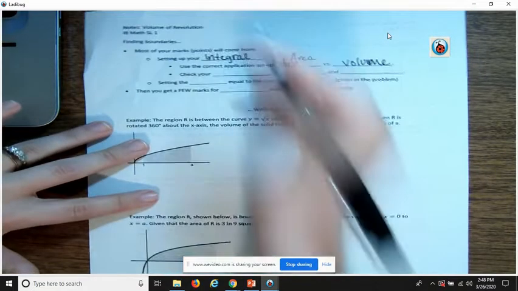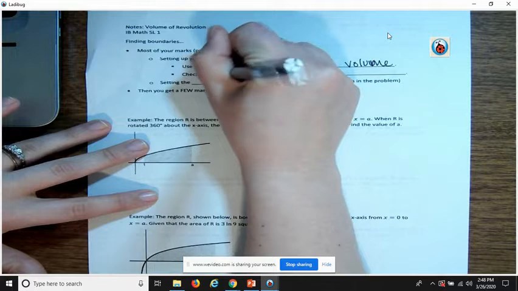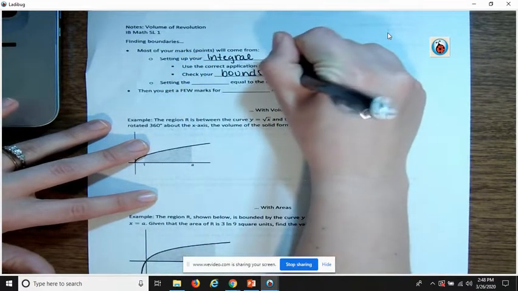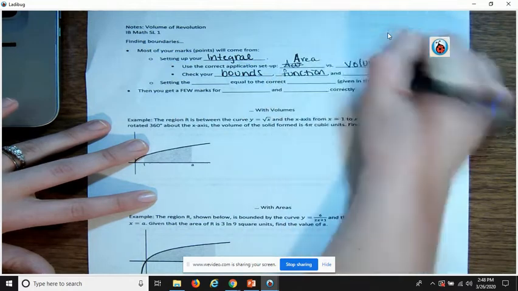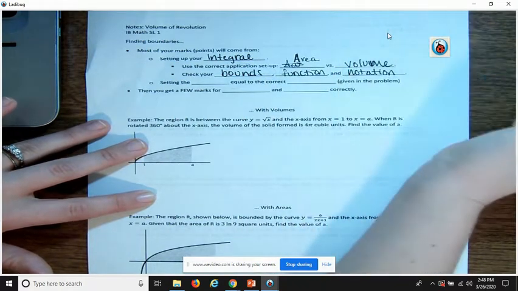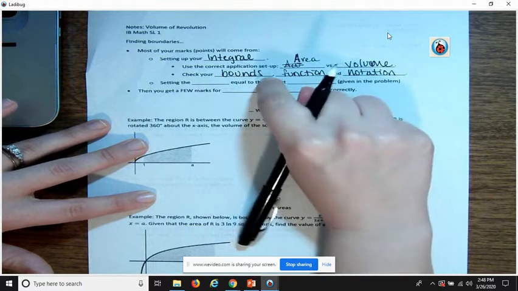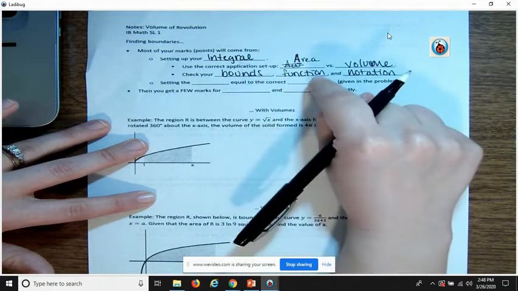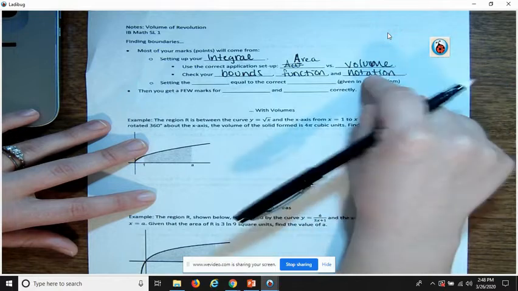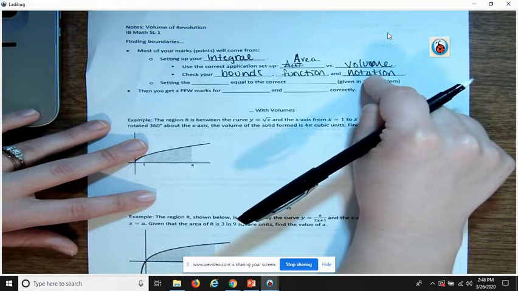And the other thing is checking that you have the correct bounds, function, and notation. Okay, so you want to make sure that you have the correct bounds, the upper and lower limits on your integration, your function on the inside of the integrand, and notation. So you need to write all this out correctly.